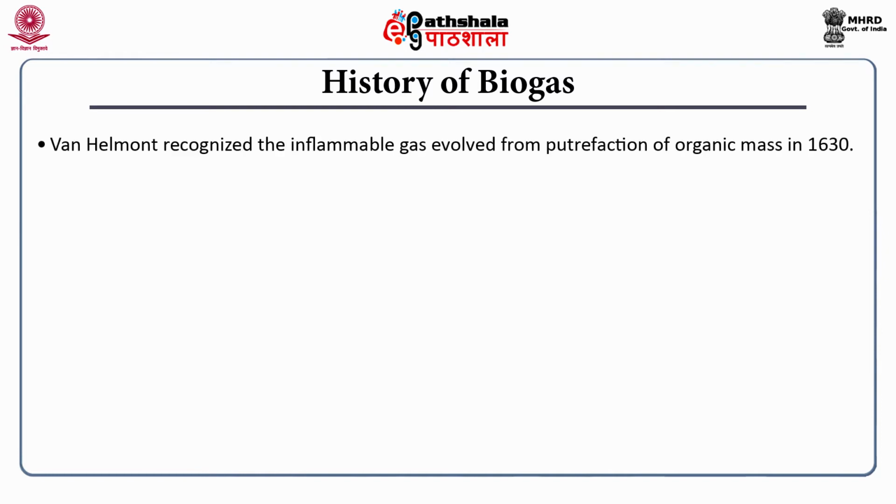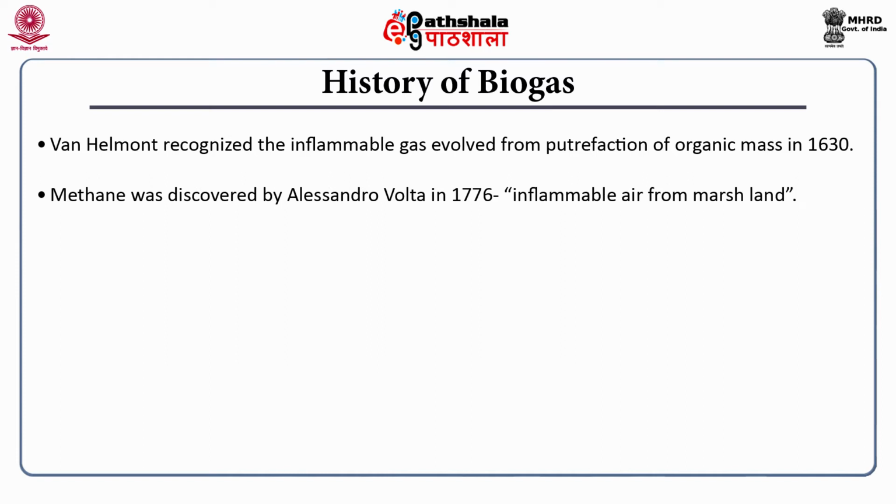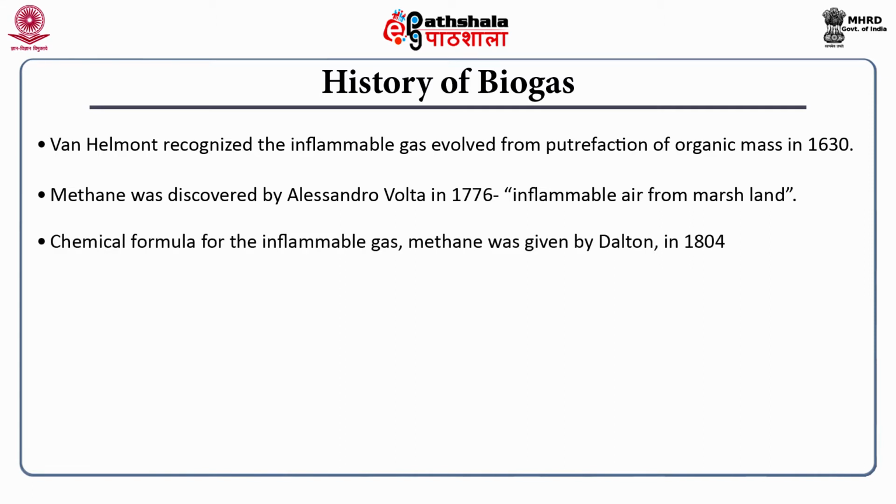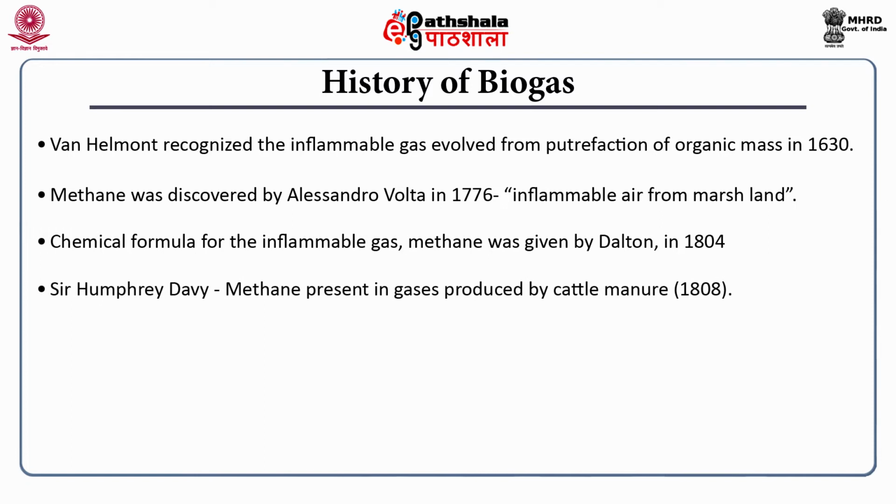Van Helmont recognized this inflammable gas evolved from the putrefaction of organic mass in 1630. Alessandro Volta in 1776 reported marsh gas emission as a function of the decay of organic matter in marshy land, and it was methane. The chemical formula of methane was given by Dalton in 1804. Sir Humphry Davy reported in 1808 that the gas produced by cattle manure was methane.